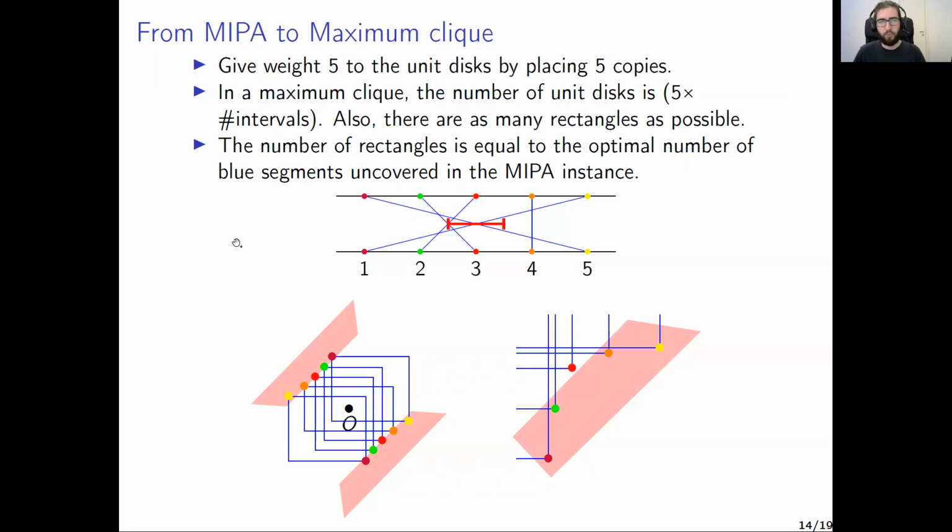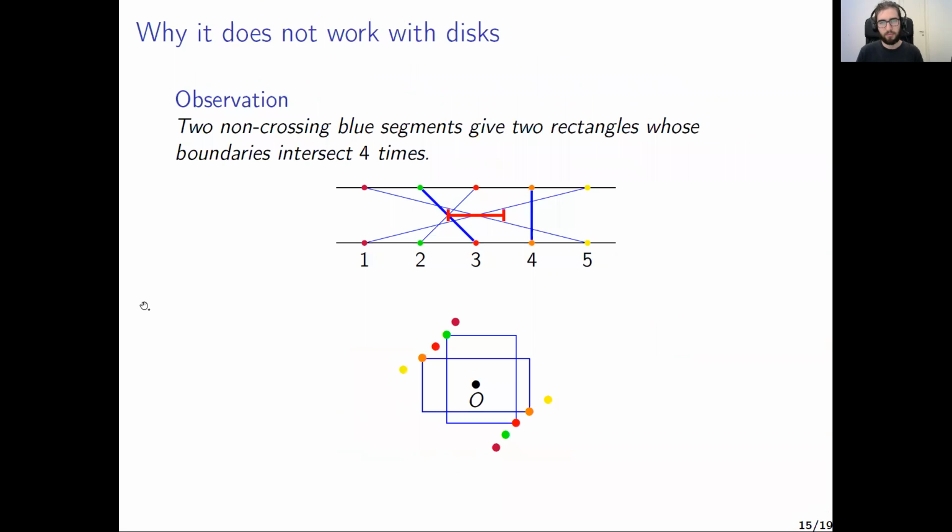And so finally, what we could show is that the number of rectangles that you can take in a maximum clique in this representation is equal to the optimal number of blue segments that you can leave uncovered in the MIPA instance. And this is how we could do the proof.